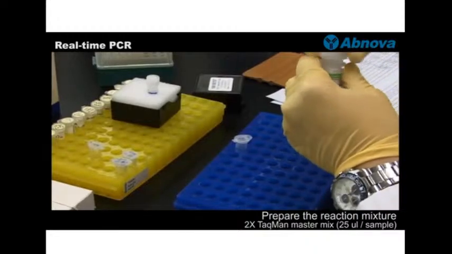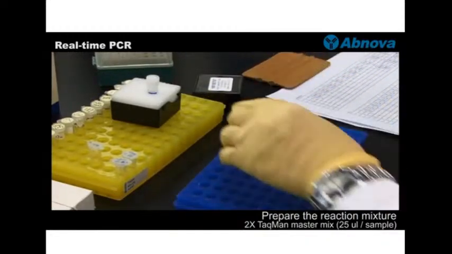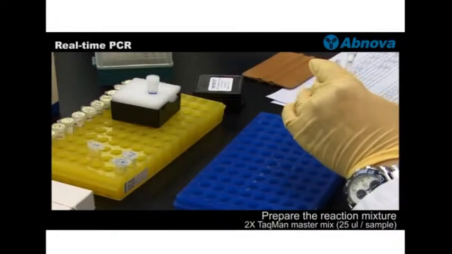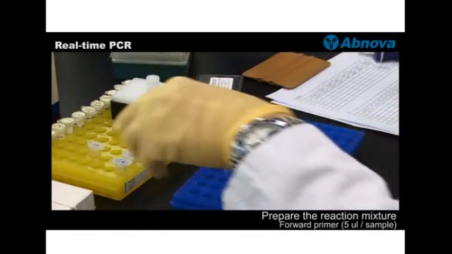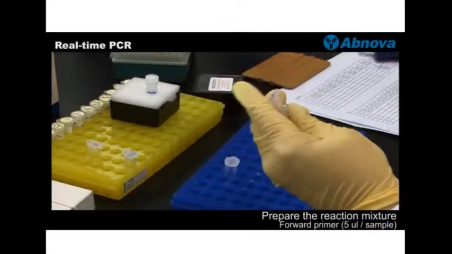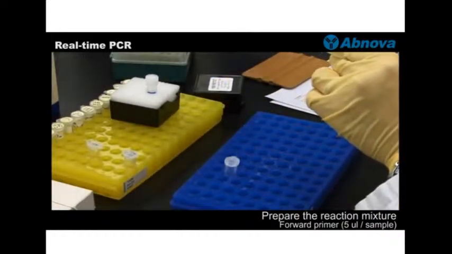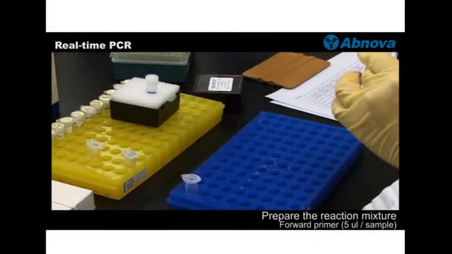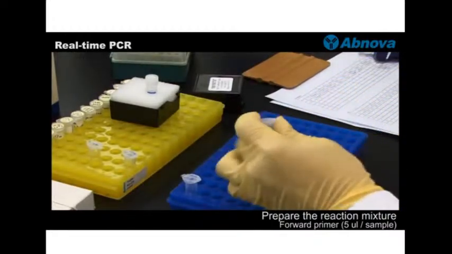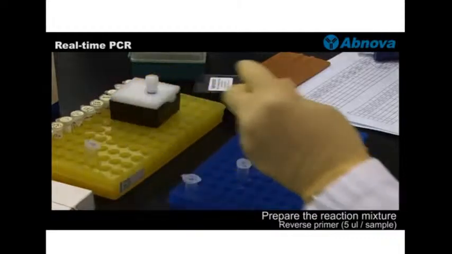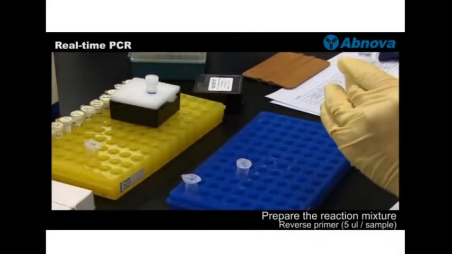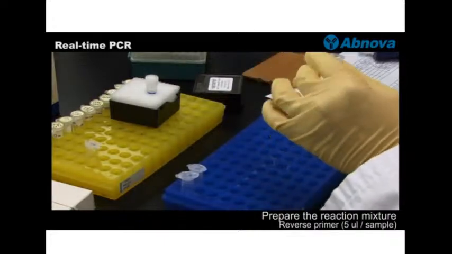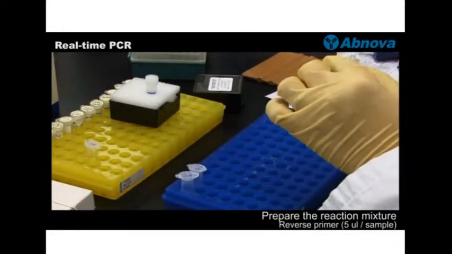So first, you prepare your reaction mixture, like a master mix of 25 microliter per sample, and you add forward primer to that. This is a virtual lab for real-time PCR. Then you add forward primer, 5 microliter per sample. Then you add reverse primer, that is 5 micrometer. So you can add reverse primer to that.